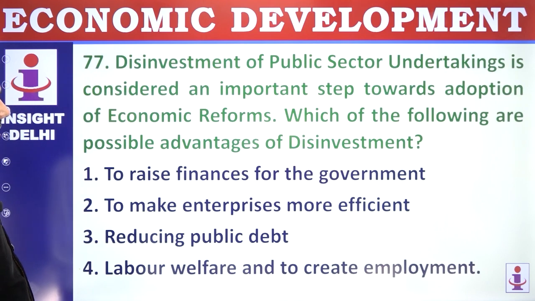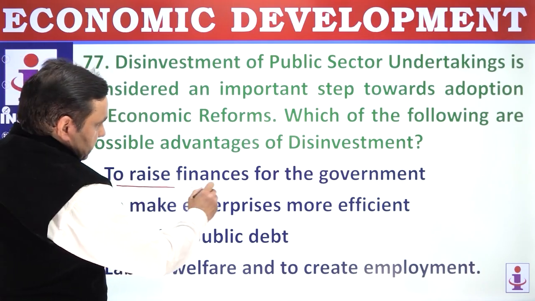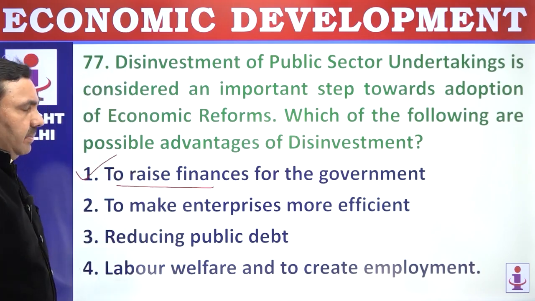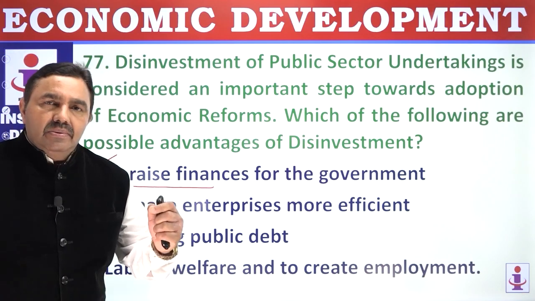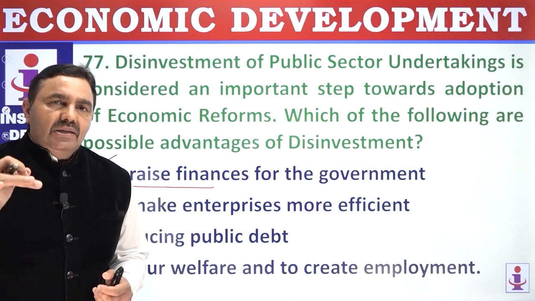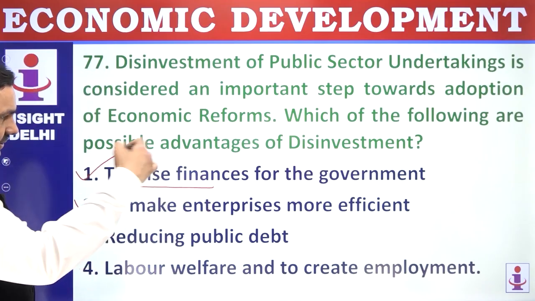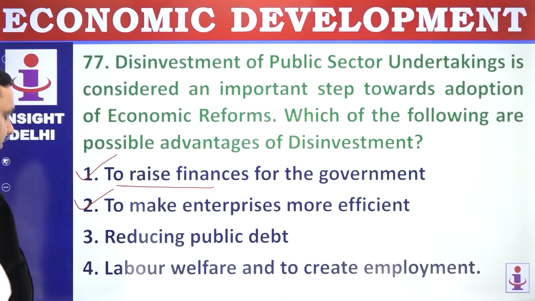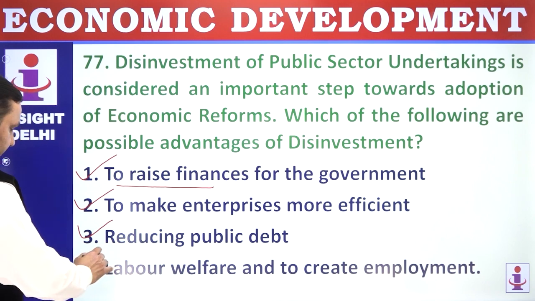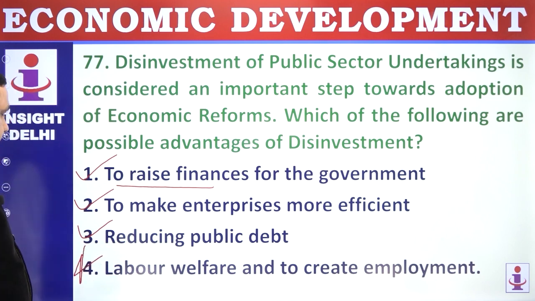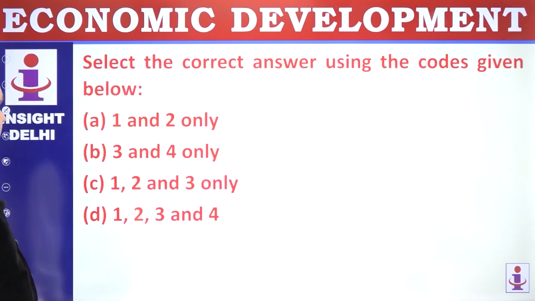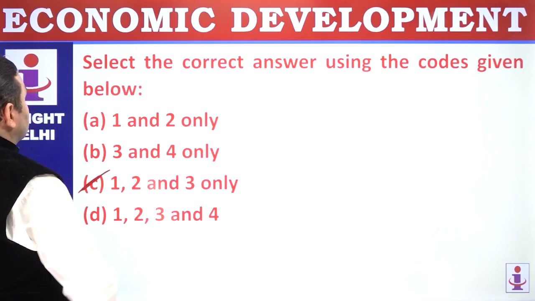77. Disinvestment of public sector undertaking is considered as an important step towards economic reforms. Which of the following are possible advantages of disinvestment? When you disinvest, you raise money for the government. Government has no business in business. That is the guiding slogan of liberal economy. To make enterprise more efficient, of course, because technology and management experience will come from outside. Reducing debt, now the money that is being raised can be used to reduce debt. Labor welfare is sacrificed. Select the correct statement. Answer is C.